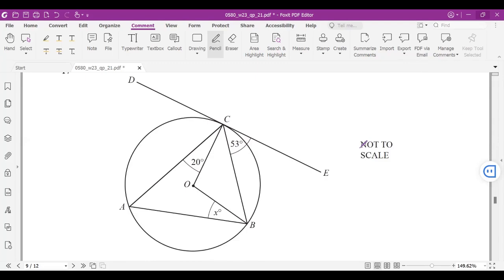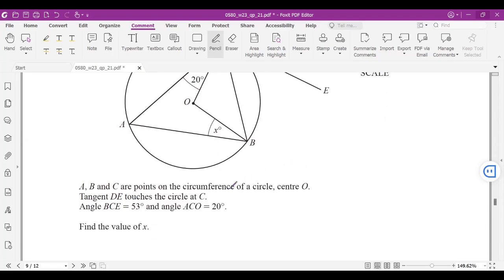Question number 17 is circle geometry. This is a chord. CB is a chord, and DCE is a tangent. So let's look at the question now. We have to find S. It says A, B, and C are points on the circumference of a circle center O. Tangent DCE touches the circle at C, angle BCE equals 53 degrees and angle ACO is 20 degrees. Find the value of S.